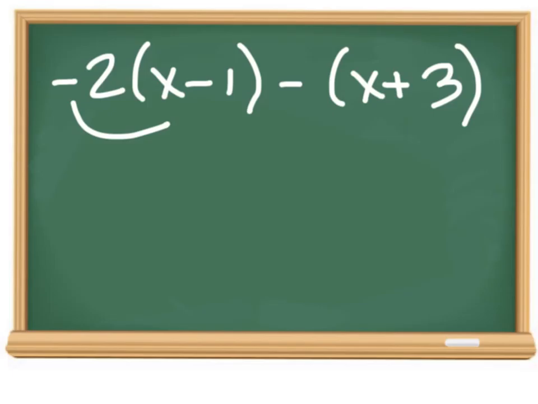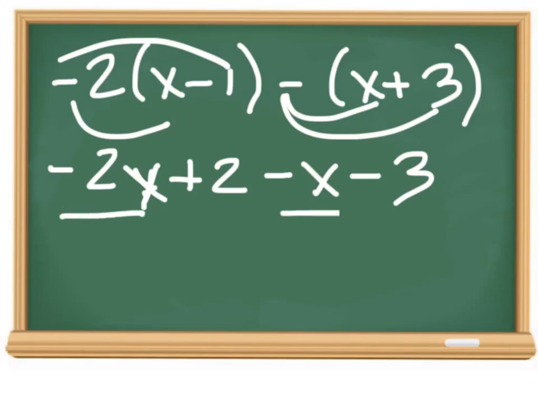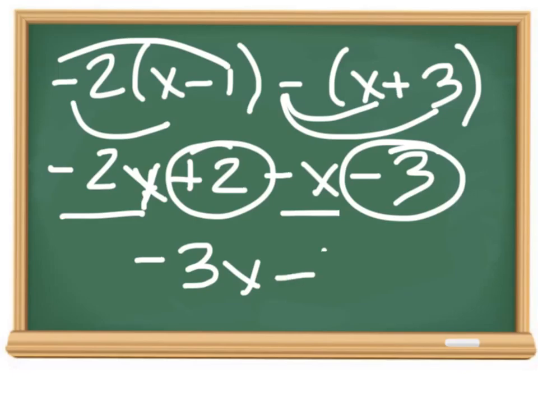This is a negative 2x. That's a plus 2. That's minus x minus 3. That will give you negative 3x, and these will give you minus 1.